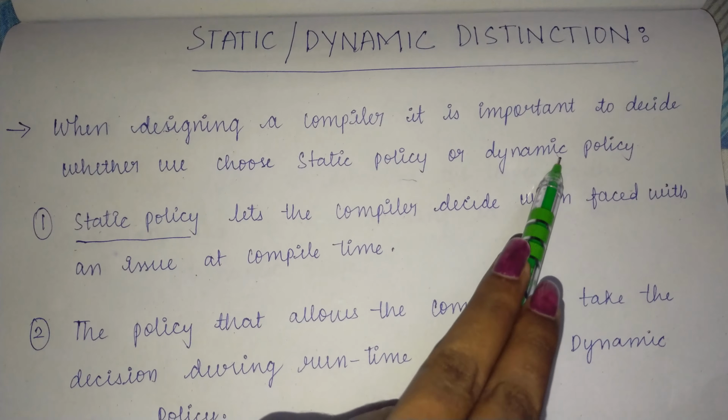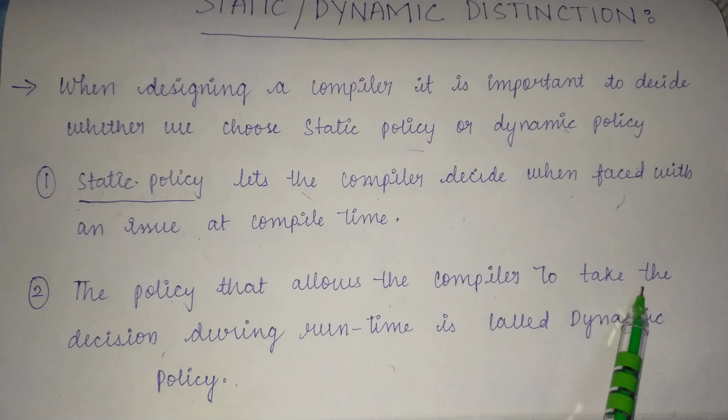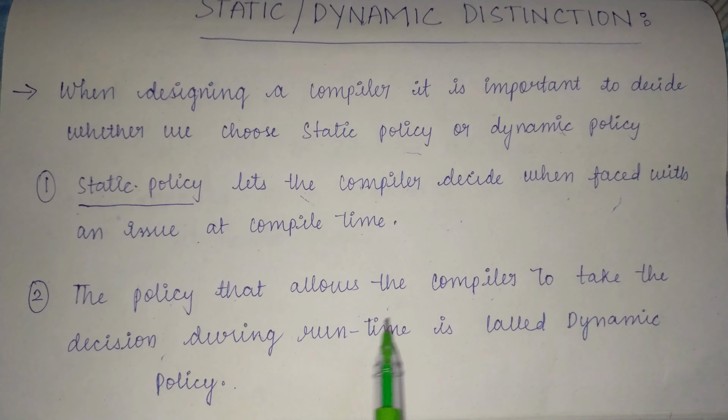Static policy is nothing but it lets the compiler decide when faced with an issue at compile time. So whenever there is a problem while compiling, it lets the compiler decide. That is static policy. Now what is dynamic policy? The policy that allows the compiler to take the decision during runtime. Static policy lets it decide at compile time, while here it allows the decision at runtime. The policy that allows the compiler to take the decision during runtime is called dynamic policy. I hope it is clear.